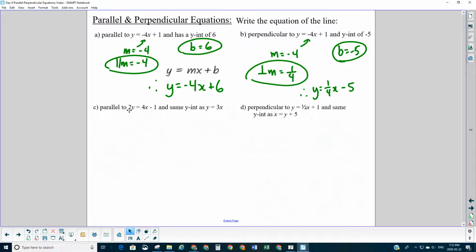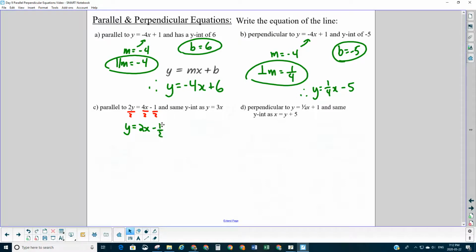How do we do that? Well, since it's 2y, we're going to have to divide everything by 2. So dividing by 2, of course, makes this just a 1y. What's 4 divided by 2? That's 2, so that's 2x. And -1 divided by 2 is -1/2.